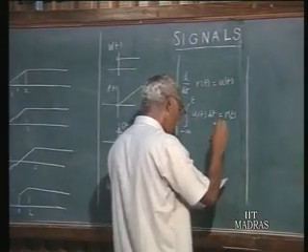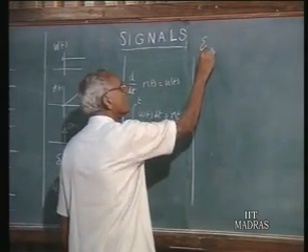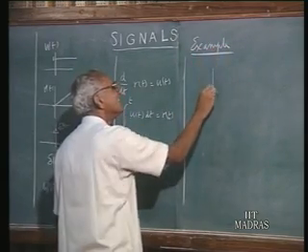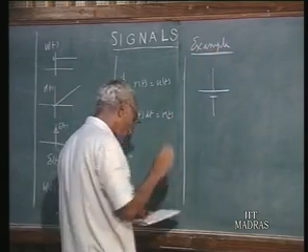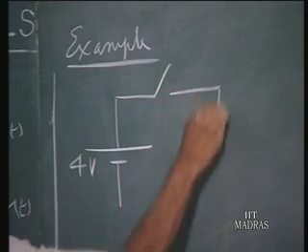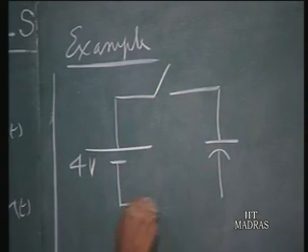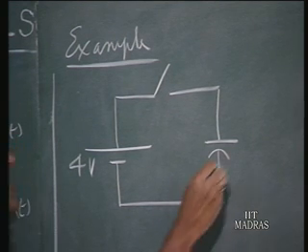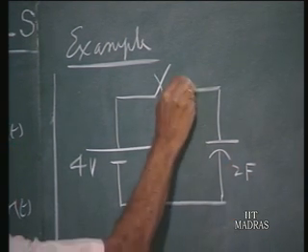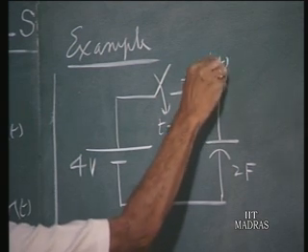So using this, let me take an example. Suppose I have a 4 volts DC source and connect this to a 2 farad capacitor at t equals 0. I would like to find an expression for the current in the circuit.